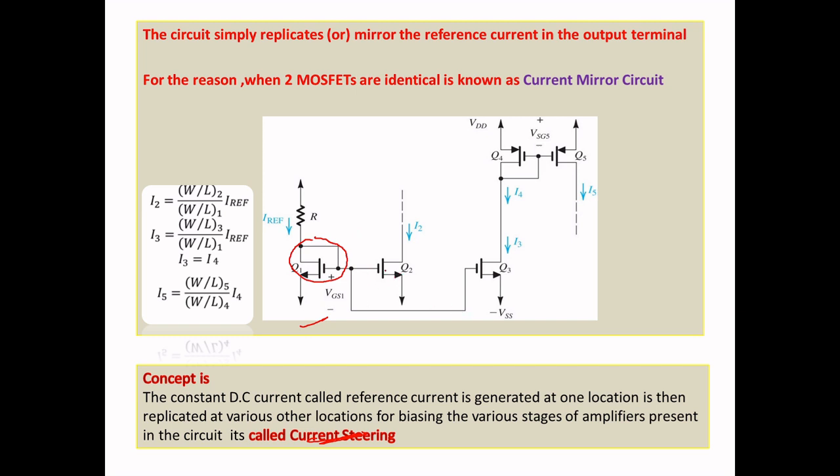See here, Q2 was driven by Q1, Q3 was driven by Q1, Q3 and Q4 are the same, and Q5 was driven by Q4. You can see here I2 was driven by I1, I3 was driven by I1, I3 and I4 are the same, and I5 was driven by I4. This transistor is also driven by I1, because I am giving the same VGS for Q2 as well as Q3.